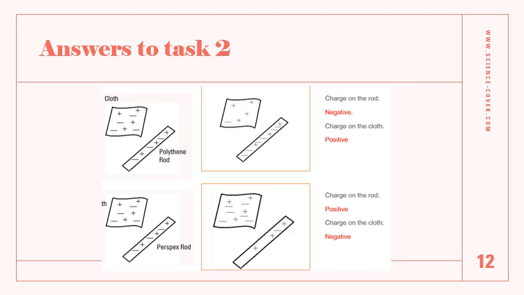A perspex rod rubbed with a cloth will lose electrons, so the cloth will gain electrons and the perspex rod will lose electrons. This means that the charge on the rod becomes positive, but the charge on the cloth becomes negative.